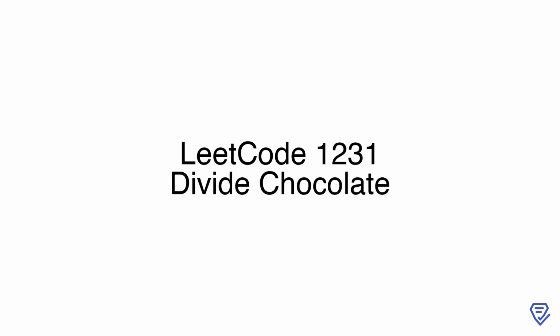Today, we'll be diving into problem number 1231, Divide Chocolate. This intriguing problem challenges us to divide a chocolate bar in a way that maximizes the minimum sweetness of the pieces. It requires a blend of problem-solving skills and algorithmic thinking. Let's explore the problem and strategies to solve it.